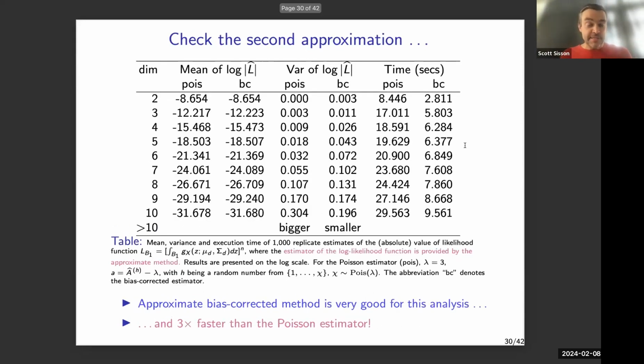The second step is exactly the same. We're evaluating the log of the likelihood. This is just the numbers on the log scale. Again, this column here is the Poisson estimator, the first one, so it's the exact value. And BC here is the approximation just based on those normal distribution arguments that I didn't really talk about. As you can see here, the approximation is very good, even in 10 dimensions. It's going to drift away as it gets higher, but it's pretty good. And again, in this column here, the time taken is 1/3 of before.